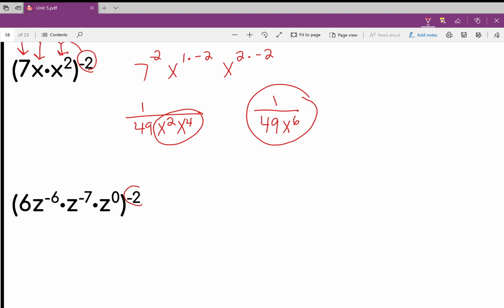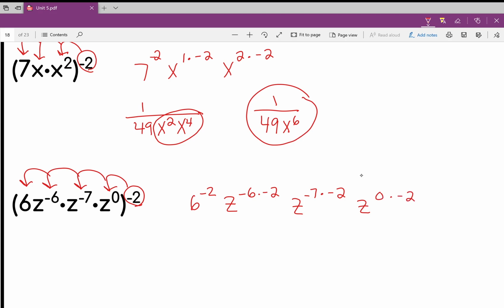I'm going to take this negative 2 and give it to everything inside the parentheses. So all these z's and the 6. So it becomes 6 to the negative 2 power, z to the negative 6 times negative 2, z to the negative 7 times negative 2, and z to the 0 times negative 2. So 6 to the negative 2 power is 1 over 36. Z to the negative 6 times negative 2 is z to the 12. Since it's positive, it goes on the top.